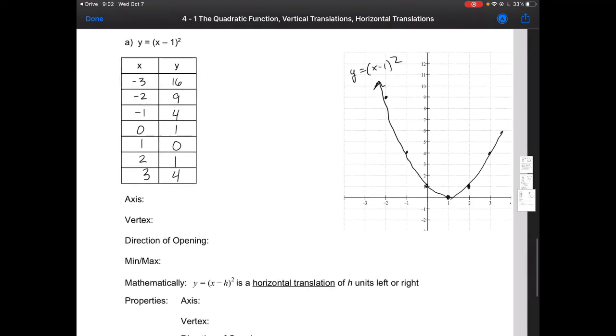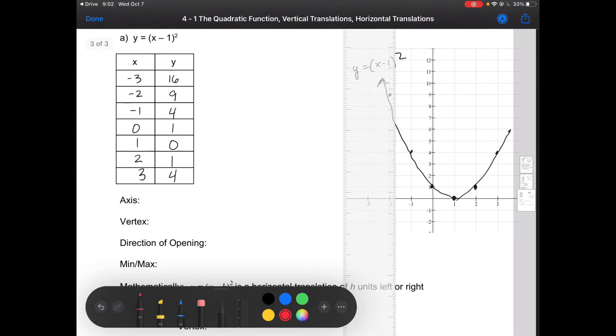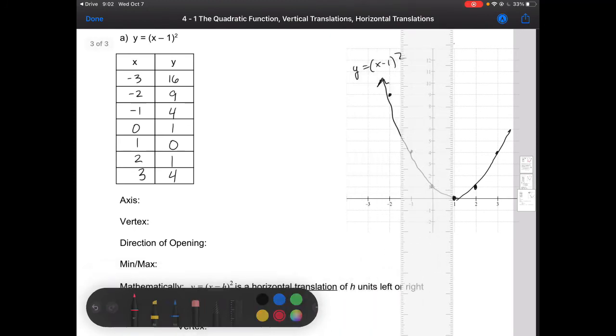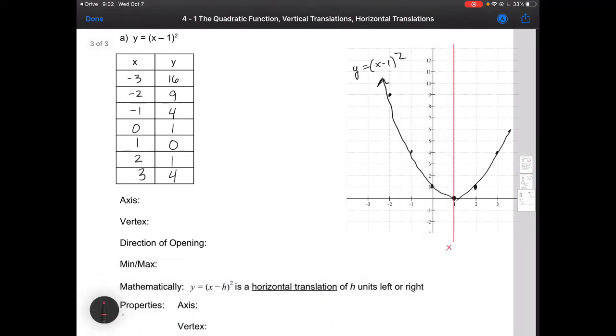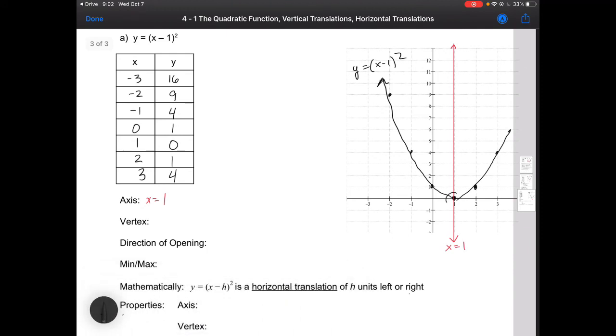So now what I'm going to identify is my key characteristics. My first one is the axis of symmetry. For the axis of symmetry, I'm going to draw a line right through my vertex here. Vertical line always. And I'm going to label that with the equation of the x-coordinate that it passes through. So in this case, x equals 1. I'm also going to label my vertex, which is this point of the parabola. Those coordinates are 1, 0. My direction of opening is up. I have a minimum value, and my minimum value is 0.